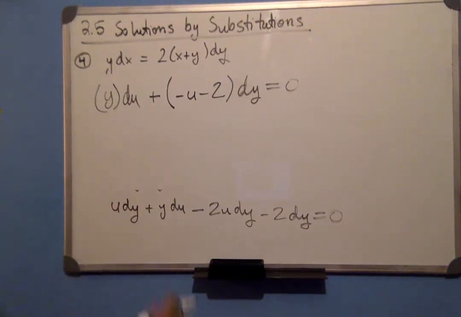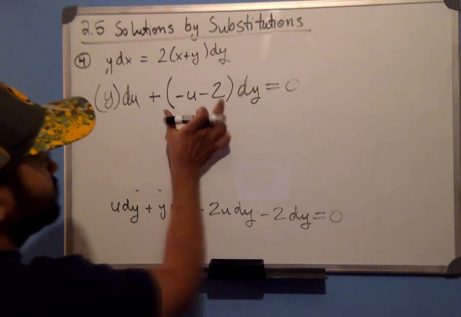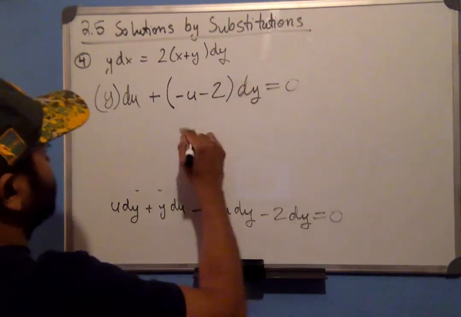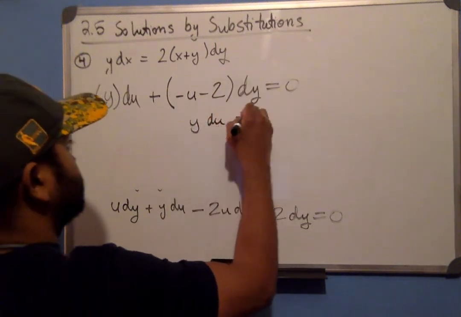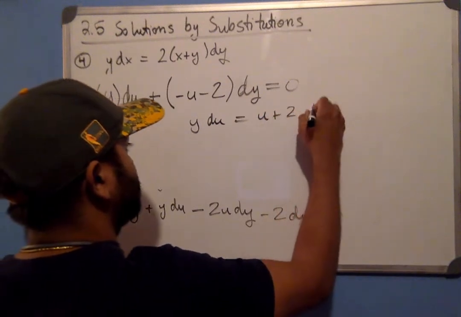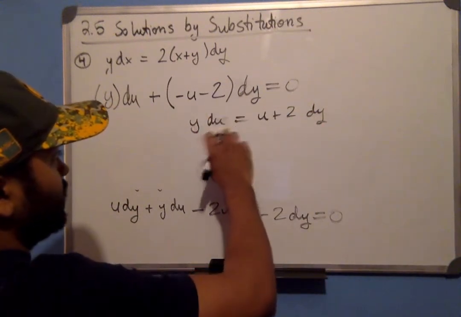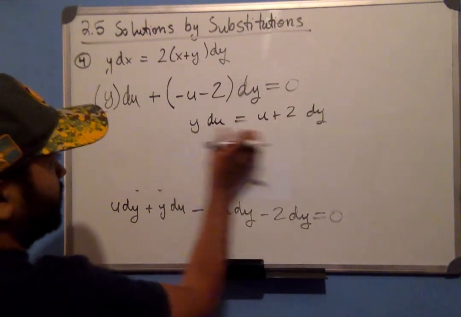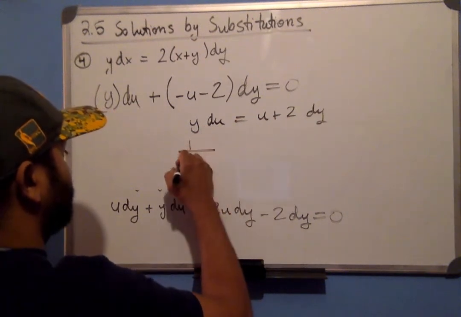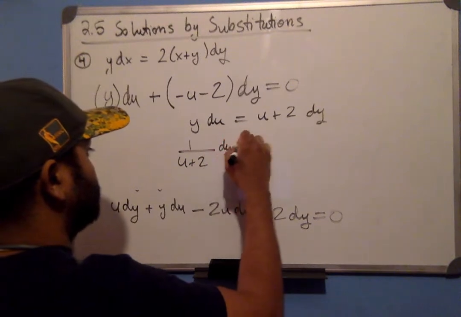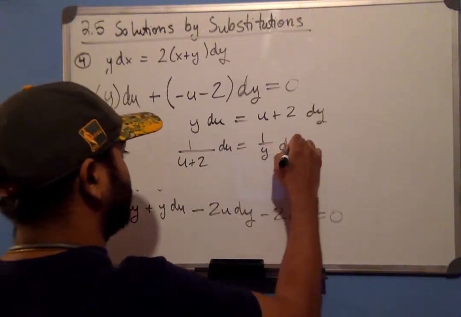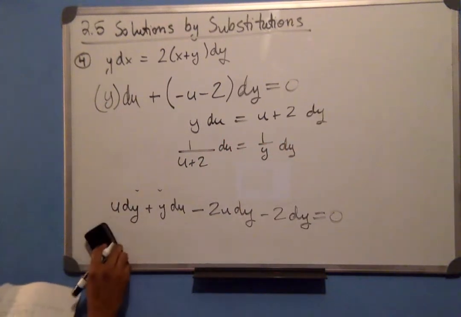So now you see that this could be a separable equation. So what I could do is write the following. I can move this term on the other side over here. So I get y du is equal to u plus 2 dy, but I have the dy's and du's inverted, so I need to divide this entire thing on this side here and this entire thing on that side there. So I end up with 1 over u plus 2 du is equal to 1 over y dy. All right, and this becomes a separable equation.